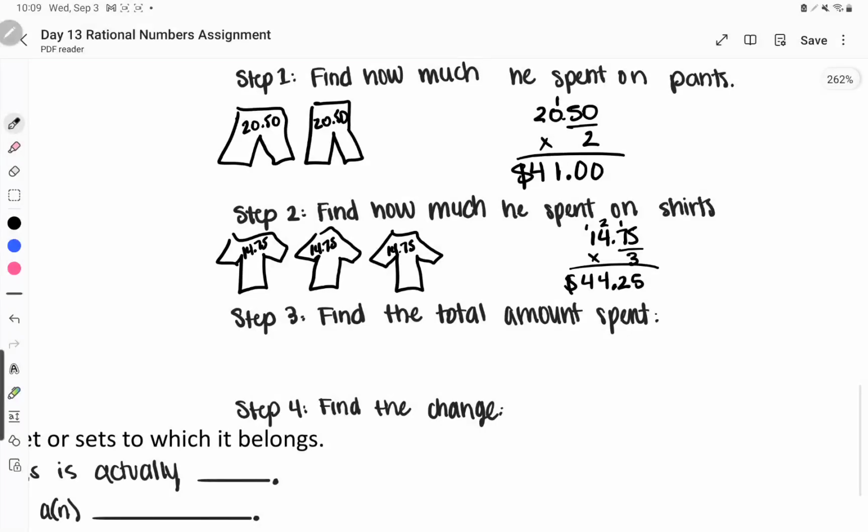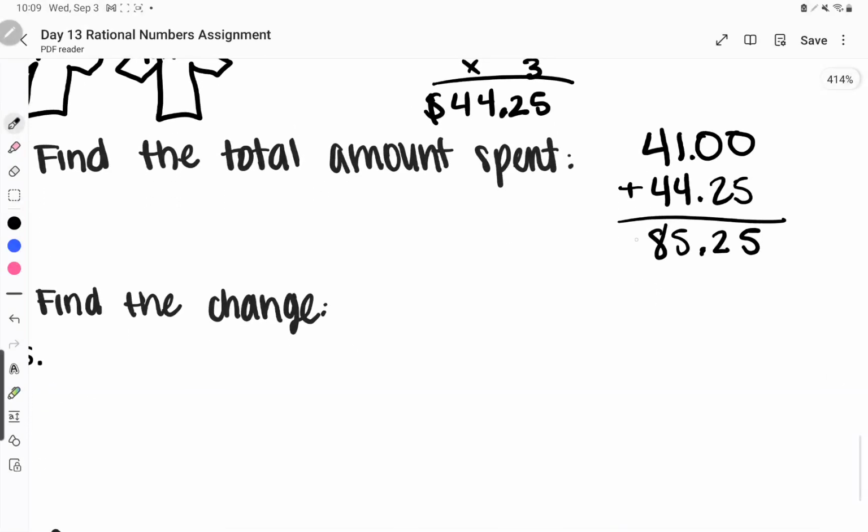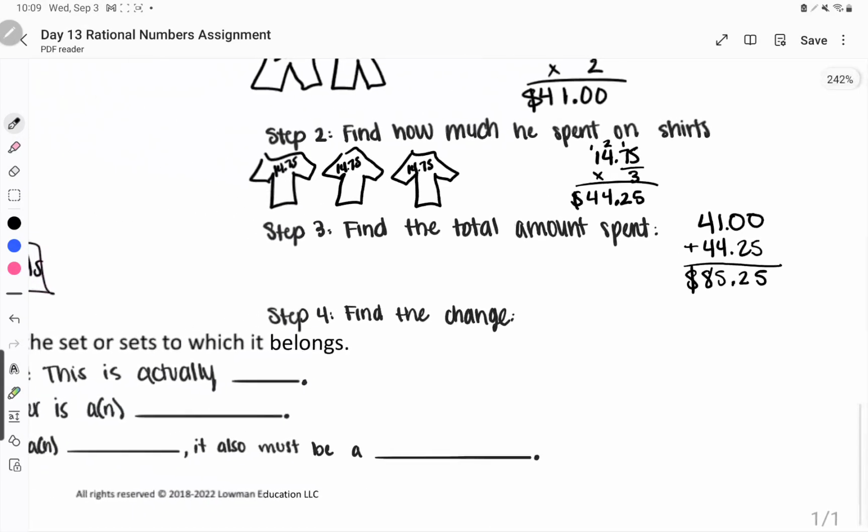So how do I find the total of how much he spent? We put the 2 of them together. So we do 41 plus 44.25. 0 plus 5 is 5. 0 plus 2 is 2. Drop down your decimal. 1 plus 4 is 5. 4 plus 4 is 8. So that's $85.25. And it wants us to find the change.